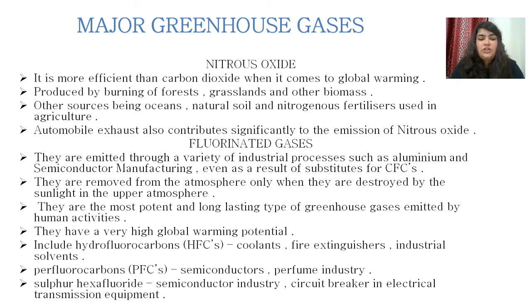What about fluorinated gases? They are emitted through a variety of industrial processes such as aluminium and semiconductor manufacturing, even as a result of substitutes for chlorofluorocarbons. They are removed from the atmosphere only when they are destroyed by sunlight in the upper atmosphere. They are the most potent and long-lasting type of greenhouse gases emitted by human activities. They have a very high global warming potential, and they include hydrofluorocarbons used in coolants, fire extinguishers, industrial solvents. We also have perfluorocarbons, which are used in semiconductor devices and also in the perfume industry, as universal solvents, right? So that is about it.